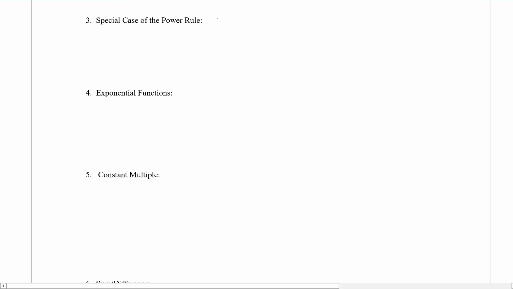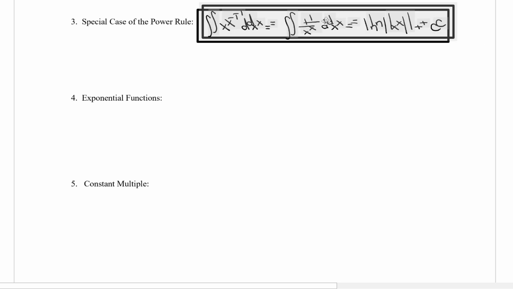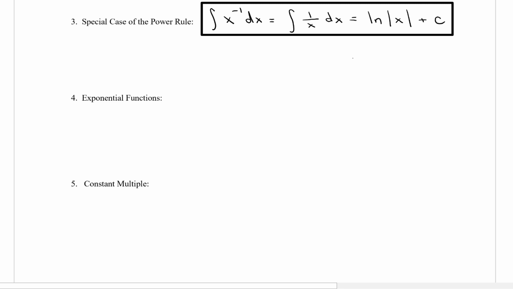Number 3, special case of the power rule. The integral of x raised to the -1 power dx is equal to the integral of 1 over x dx. So when we take the integral of this, it's always going to be equal to the natural log of the absolute value of x plus c. I'm going to put a box around that. I'm just going to move this up a little bit higher, make it a little smaller, just so that I have more space for my examples.